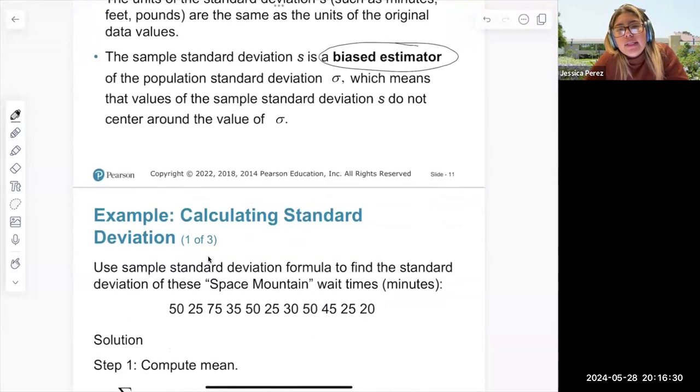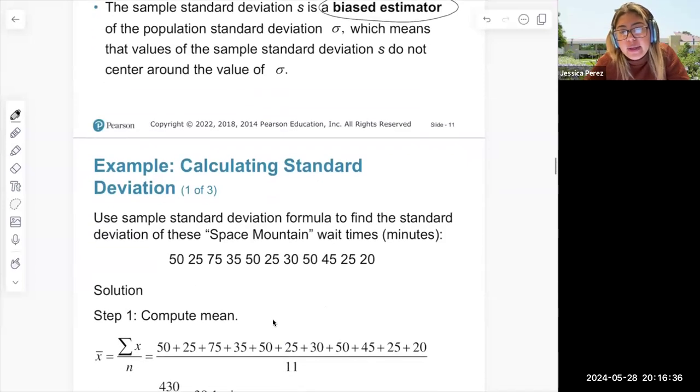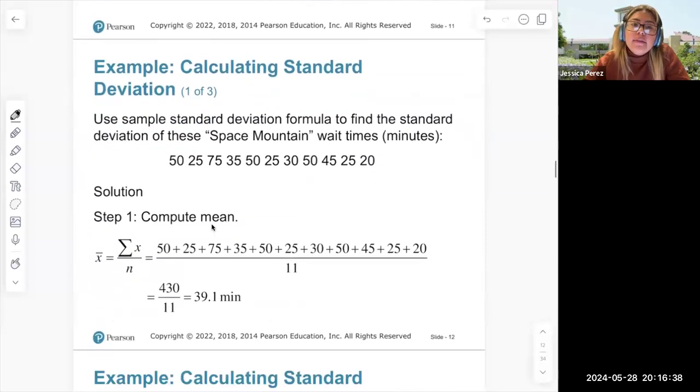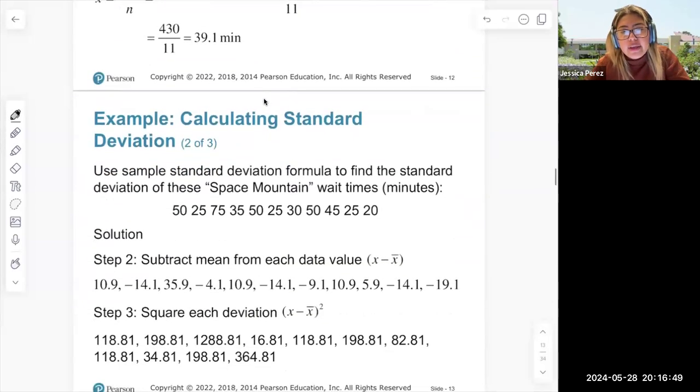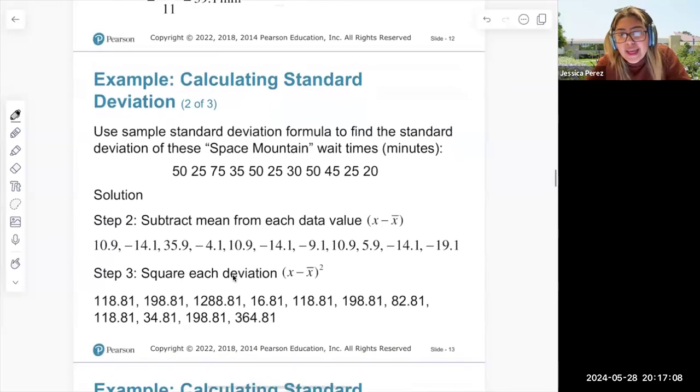So the way to calculate standard deviation, we already did using our calculator. If you had to find it by hand, you would first have to find the mean, which we already did using our calculator. Then you would take the mean and subtract it from each of the values. So first you do x minus x-bar. These values, 10.9 is the subtraction of 50 minus 39.1, then 25 and 39.1, 75 and 39.1. We're not going to be asked to find that.